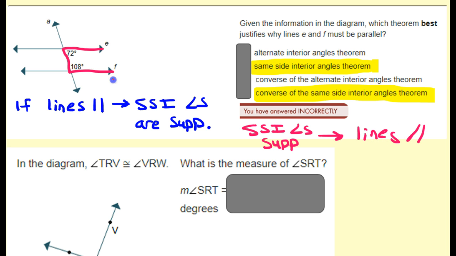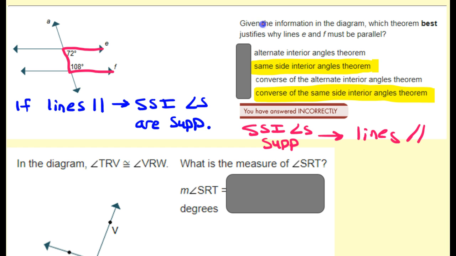So the question is, which are we given and which are we trying to guess? If we're given parallel lines and we're trying to conclude that the angles are supplementary, then the first one will be the answer. If we're given same side interior angles that are supplementary and we're trying to conclude that the lines are parallel, then the answer will be the converse.